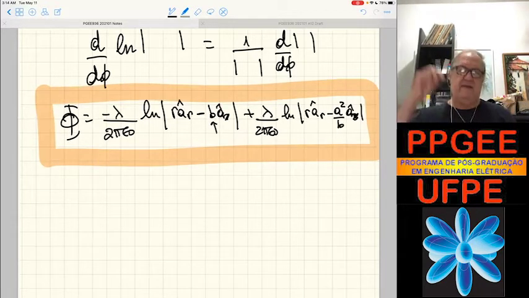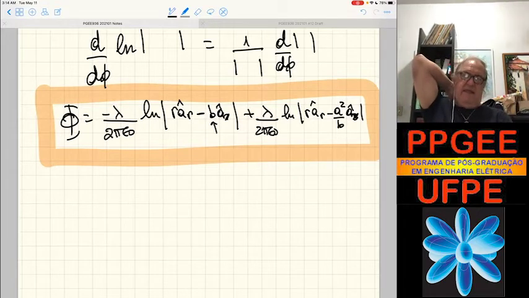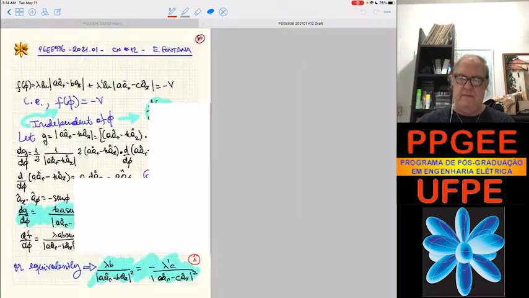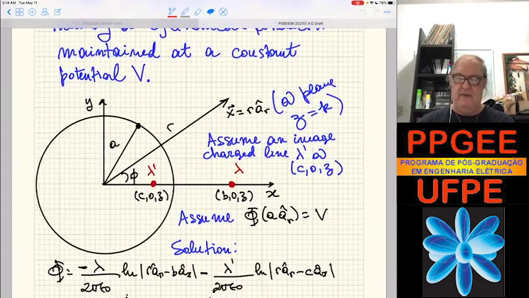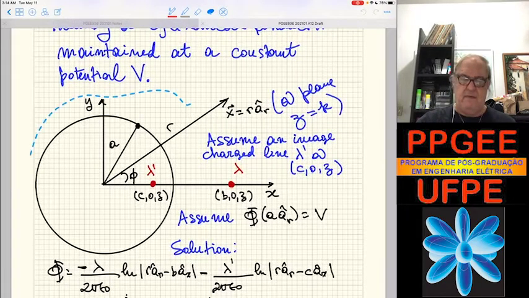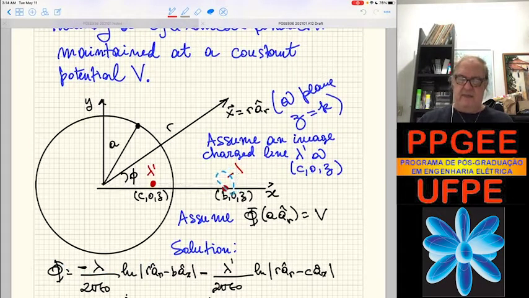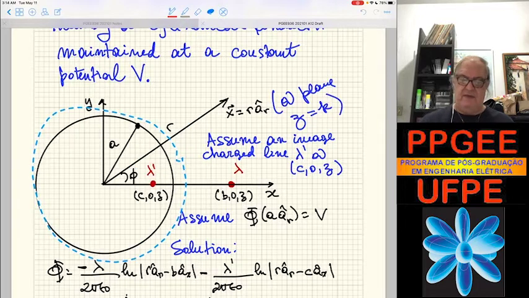Solution outside of the cylinder in that region, in this region here. Right, it has a singularity on the charged line, and the potential is V on this surface. Okay.